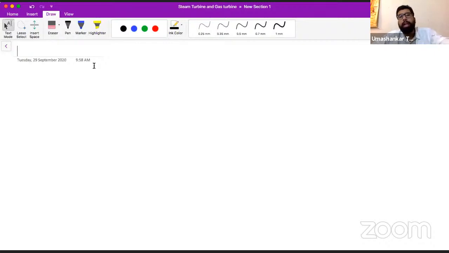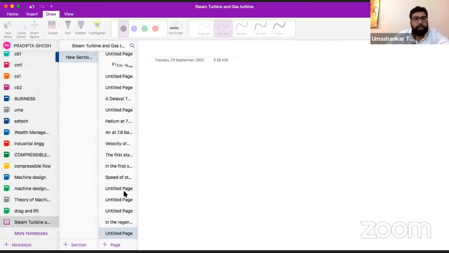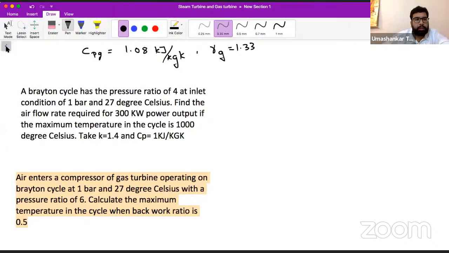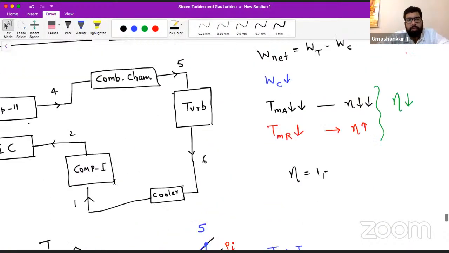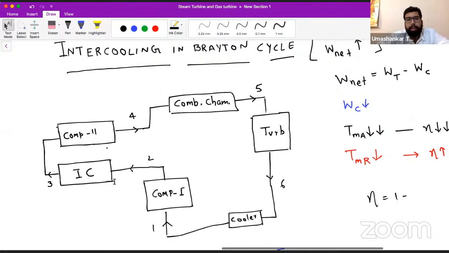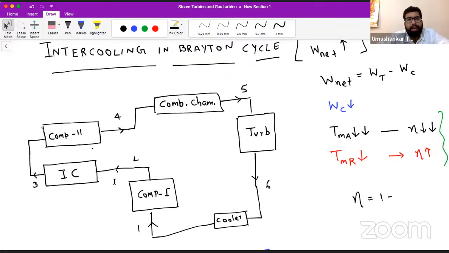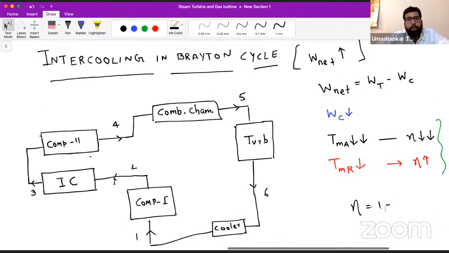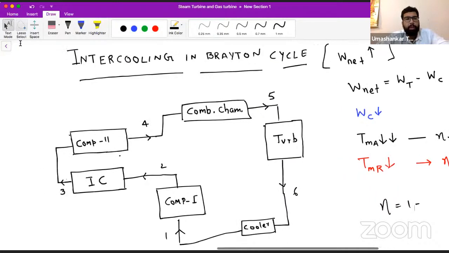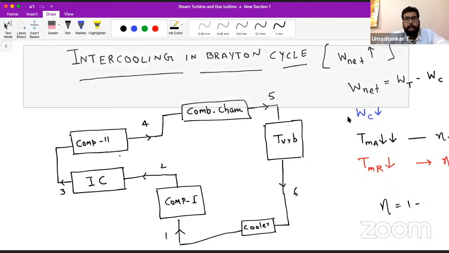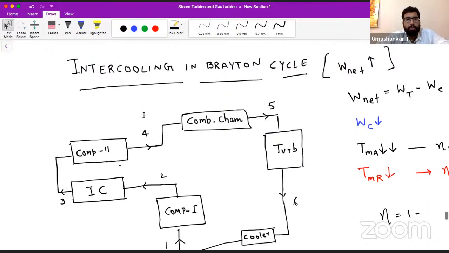We were discussing the ideal gas turbine cycle in the last class, with the Brayton cycle. In the last class we saw the intercooling of the Brayton cycle: when we do the intercooling of the Brayton cycle, what happens and what does not happen.